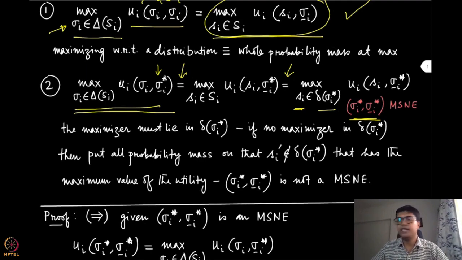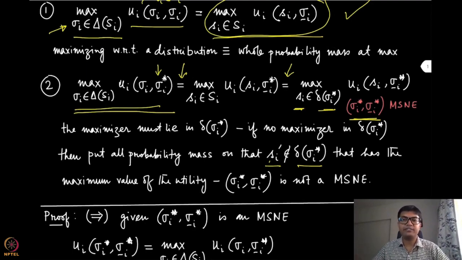Let us say there exists some s_i prime which is not in the support, and that has the maximum value. Then we can put the entire probability mass on that strategy of player i. Because that is going to be the maximum, it is certainly going to give you a higher utility than the expected utility of sigma_i star. Because when you are looking at sigma_i star, you don't have the maxima there. All the utilities that you have for the strategies on the support, even if you take a convex combination of them, whatever you are going to get at most is the maximum value there.